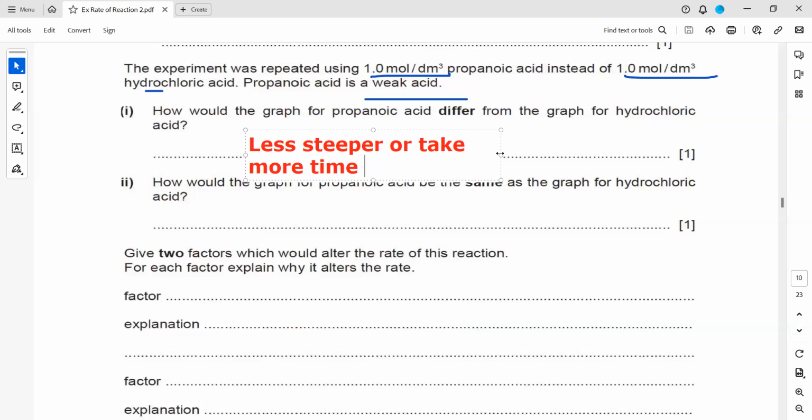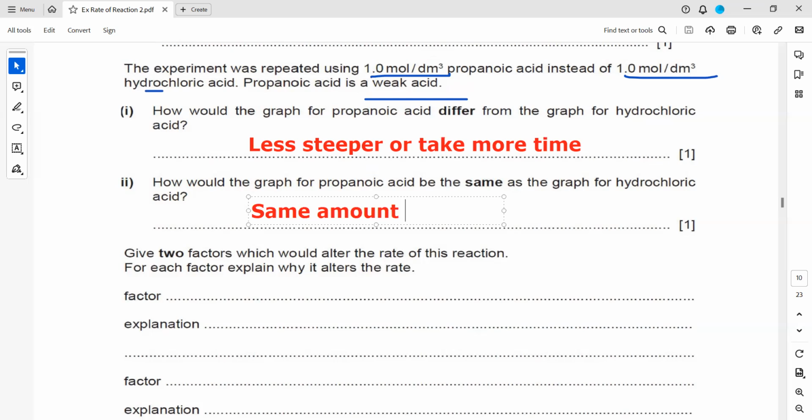And how would the graph be the same? Because we are using the same concentration of the two acids. If we use the same concentration, what will happen? We'll have the same amount of hydrogen, the same amount of product. So the amount of product does not change because we use the same amount of acids. The only thing that happens is, because propanoic acid is a weak acid and weak acids react very slowly, as a result it will take much longer for the reaction to complete, or the slope of this line will be less steep.